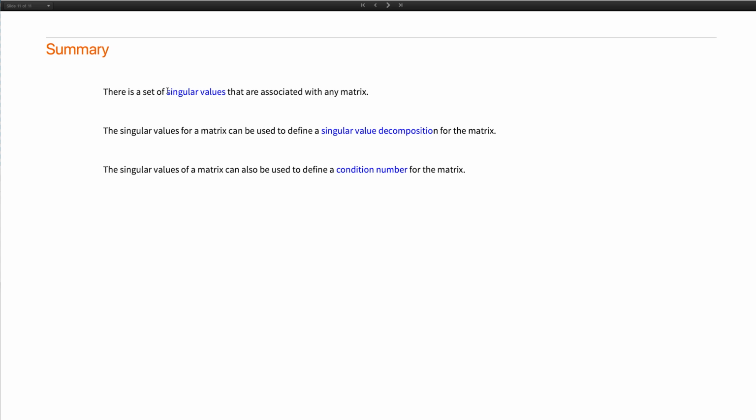The point is that there is a set of singular values associated with any matrix. These singular values can be used to define a singular value decomposition for the matrix. That's a very useful construction which is used all over linear algebra. And finally, these singular values can be used to define a condition number for the matrix, which is very useful to determine what will happen when you try to compute with the matrix. So that's the end of the lesson. I'll stop here. Thank you very much.